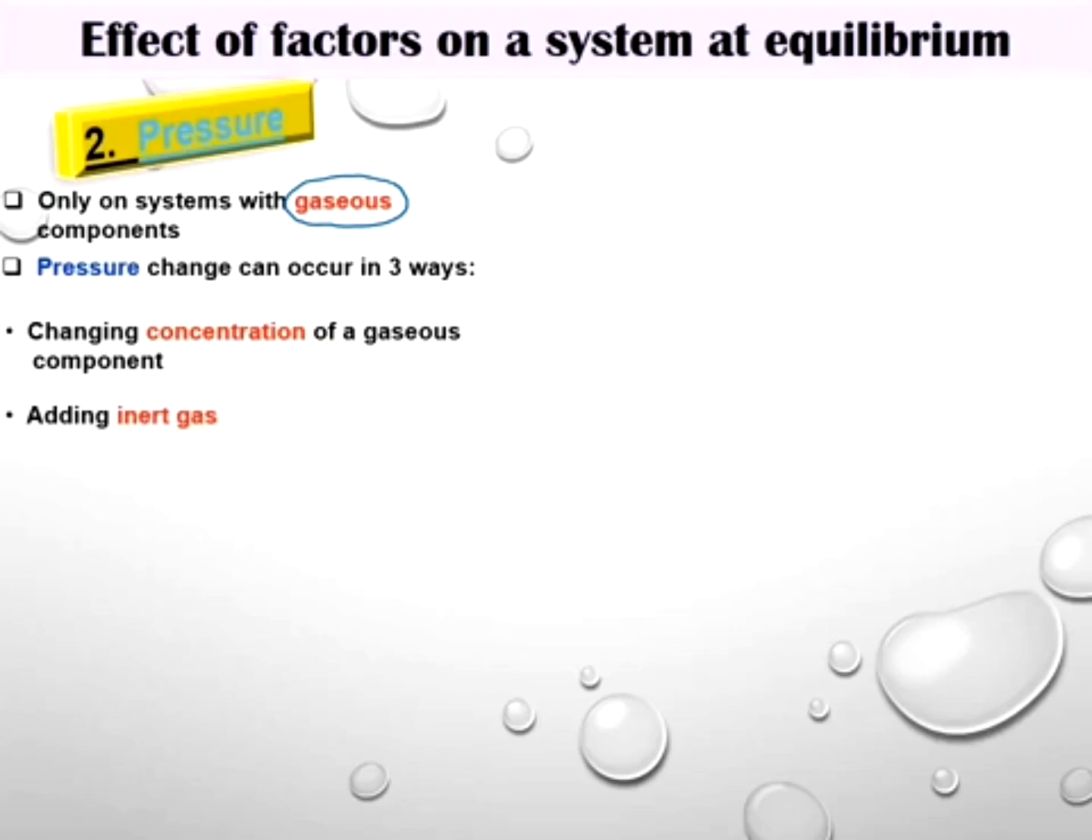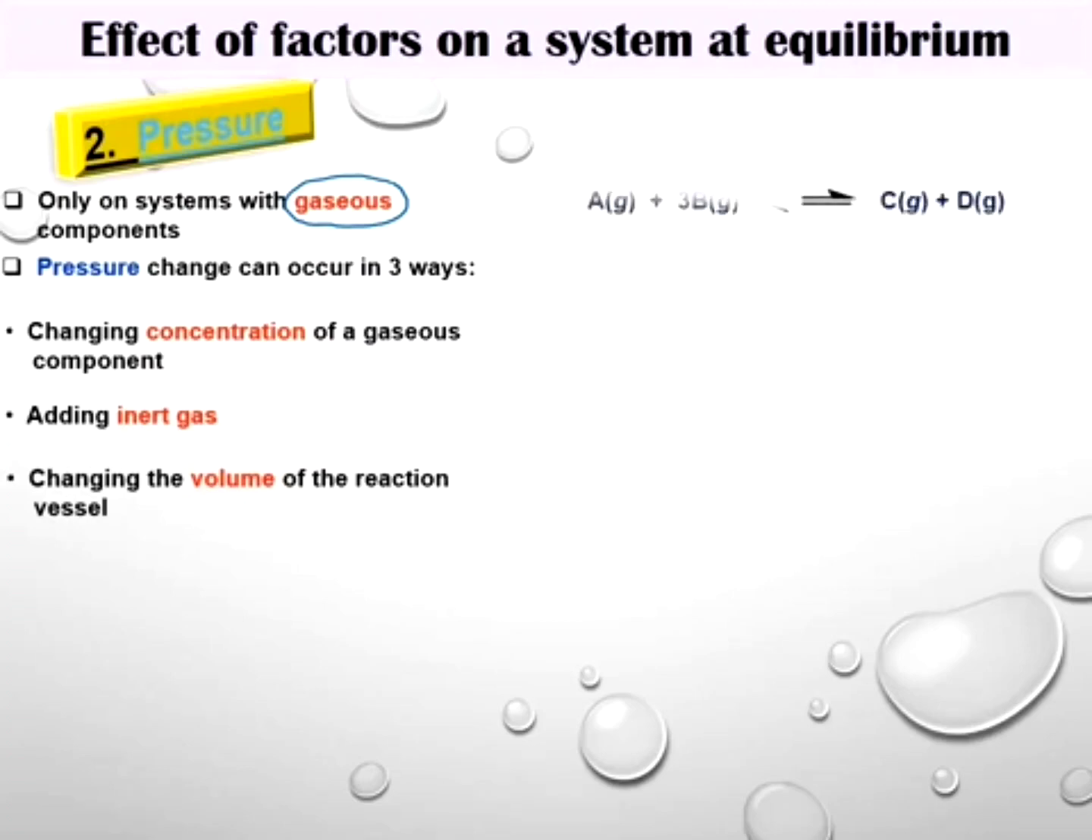Adding inert gas. Inert gas means group 18. Okay, we have helium, we have neon, argon, like that. Okay, changing the volume of the reaction vessel. Okay, so this is 3 ways of pressure change, the disturbance. Okay, and now we look at the example. Okay, so for example, we have A react with 3B, produce C and D.